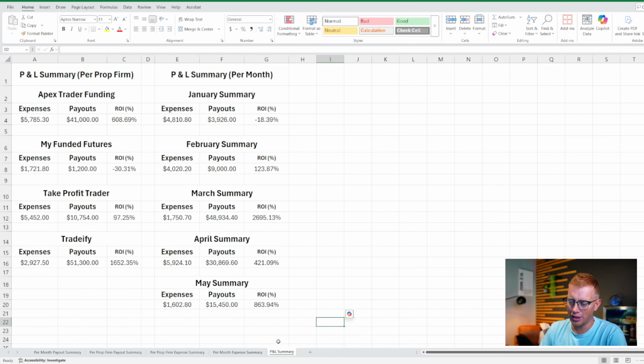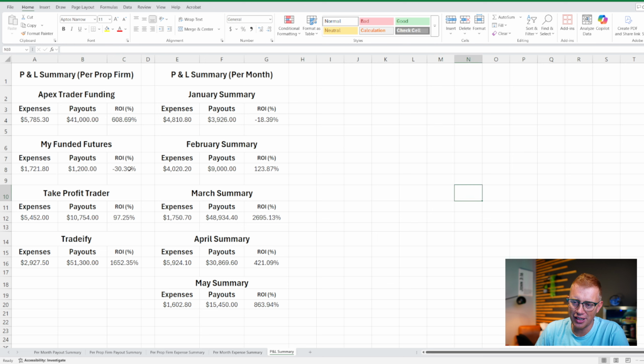Okay, now we're going to look at the profit and loss summary and my return on investment. So if we look at the per prop firm return on investment, with Apex, I've spent 5,785. We've received 41,000 in payouts for a 608% return on investment. Love to see it. I mean, that's great.